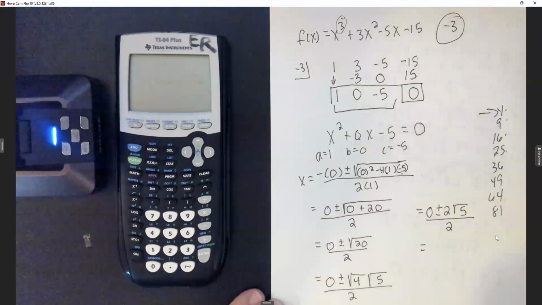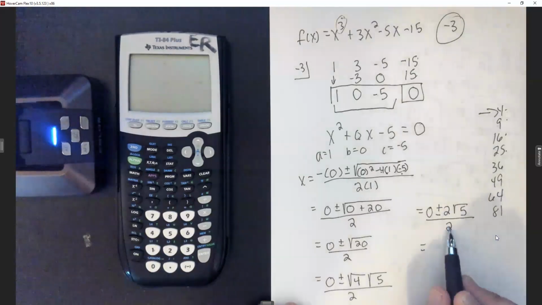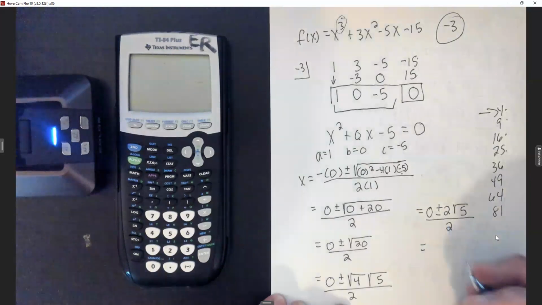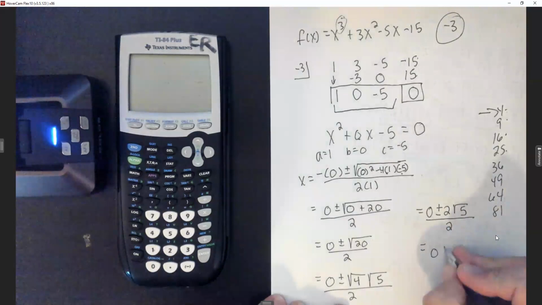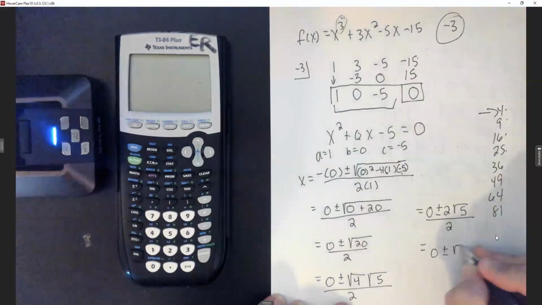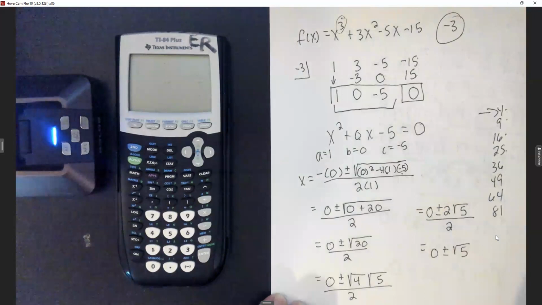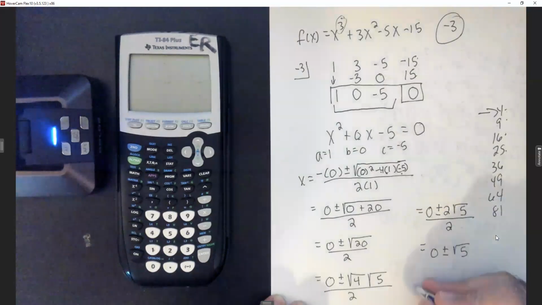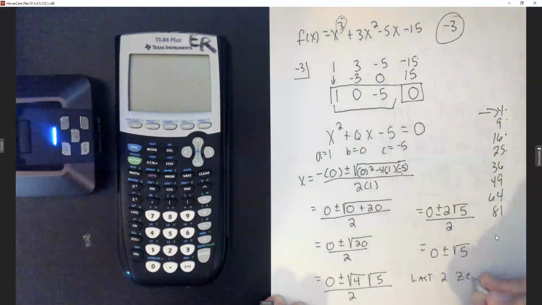So now, since all three of these outside numbers will divide by 2, we got to divide them all by 2. So 0 divided by 2 is still going to be 0 plus or minus. 2 divided by 2 gives me 1 square root of 5. So my last two zeros are a plus or minus square root of 5.